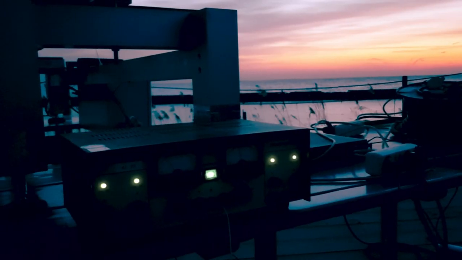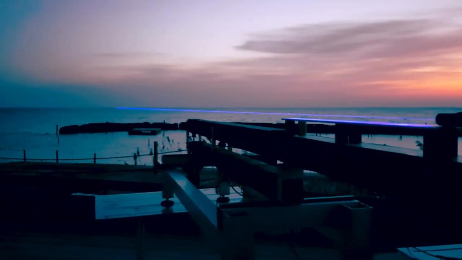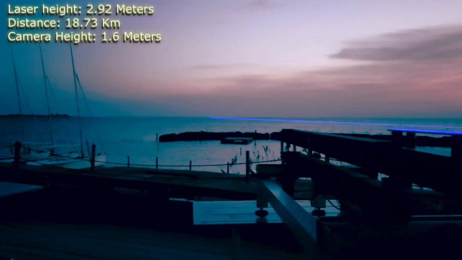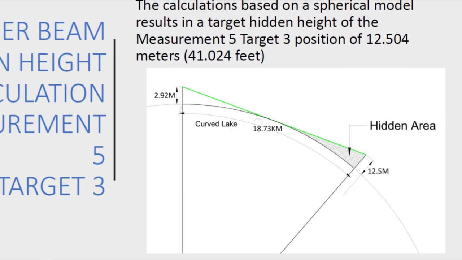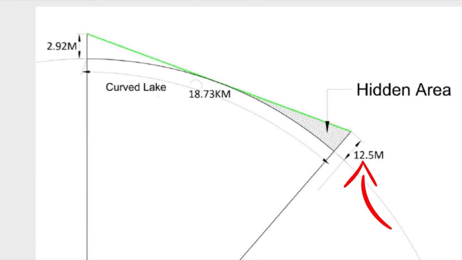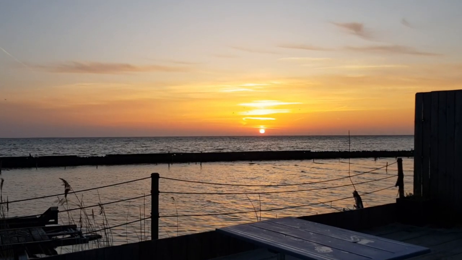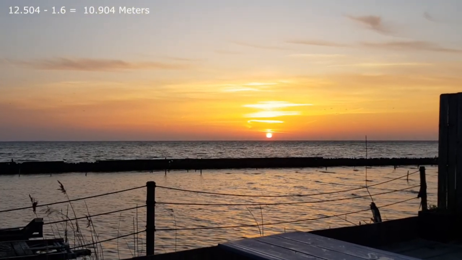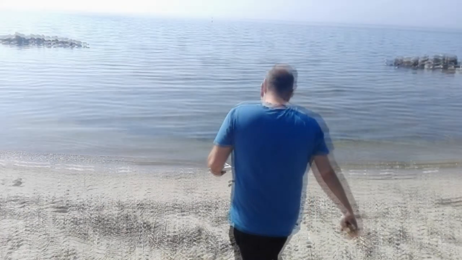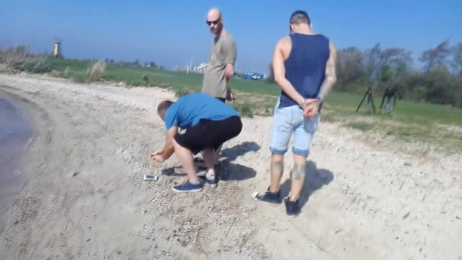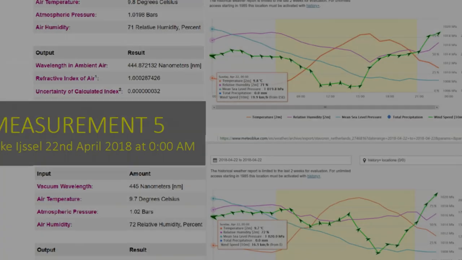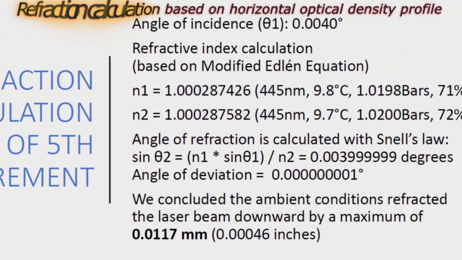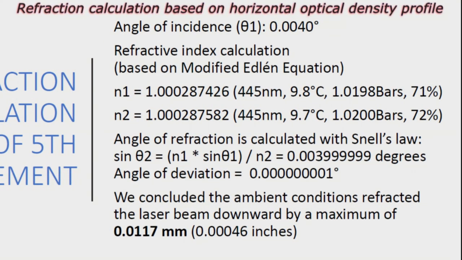The 18.73 kilometer calculation based upon the WGS-84 geoid model results in a target hidden height for measurement 5, Isil Lake, target 3 location of 12.504 meters or 41.024 feet. For measurement 5, the WGS-84 mathematical construct differed by 10.904 meters, which meant 85% of the target hidden height was visible. FECORE examined the effects of refraction through the gradients in the air by adjusting the beam vertically. It was concluded that with the present ambient conditions at measurement 5, the beam was refracted downward by a maximum of 1/100th of a millimeter.